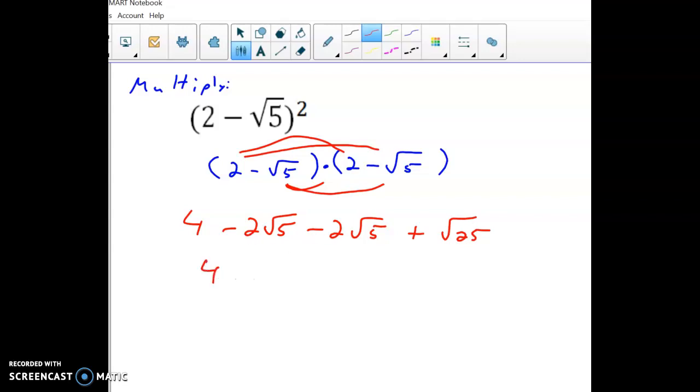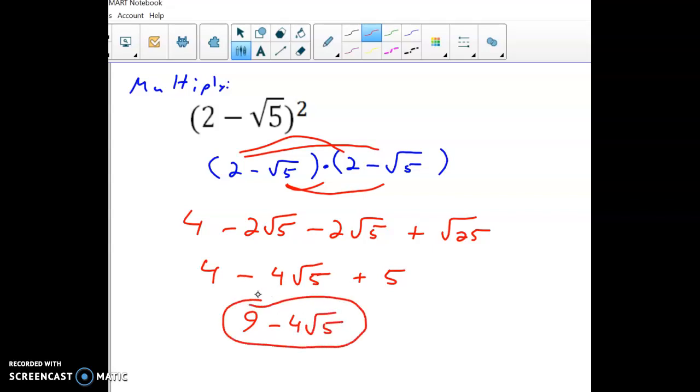All right, so combine our like terms. Negative 2 radical 5 and negative 2 radical 5 makes negative 4 radical 5. And the square root of 25 is 5. So now we do 4 plus 5 gives us 9 minus 4 radical 5. All right, and that's what we get. We multiply those two binomials, and we actually got a binomial as our answer.